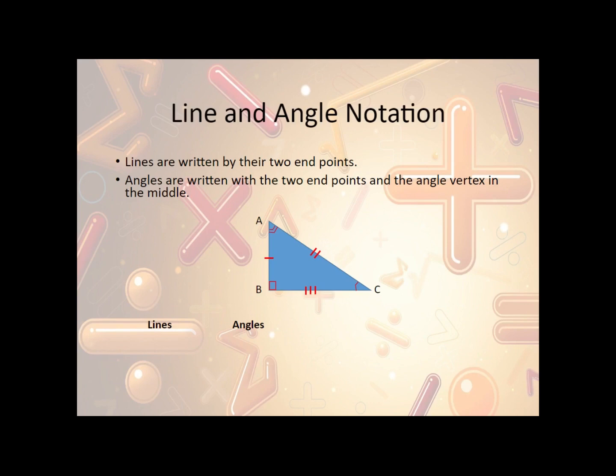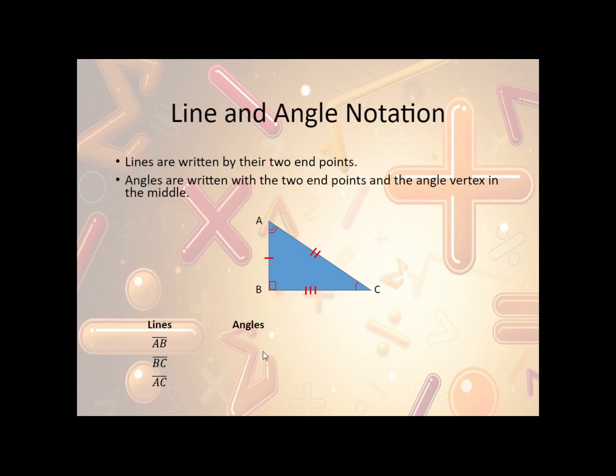The first way is that line segments are written by their two endpoints. For instance, this is AB. And then we'd have BC, so that goes from here to here. And then we have AC or CA. Either way works, and you could do it in any order. This could be BA or CB. It doesn't really matter, but we need to indicate it by the two endpoints.